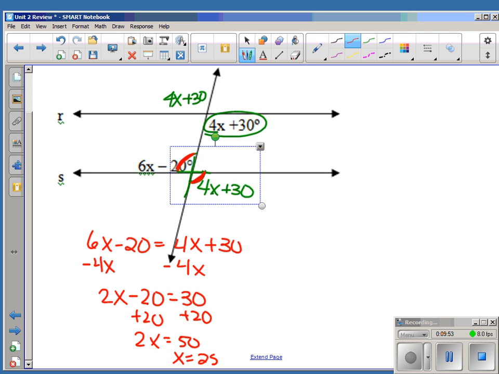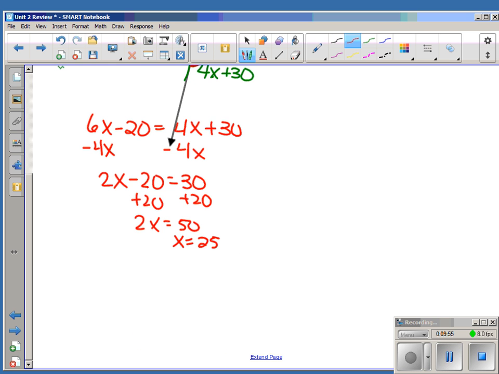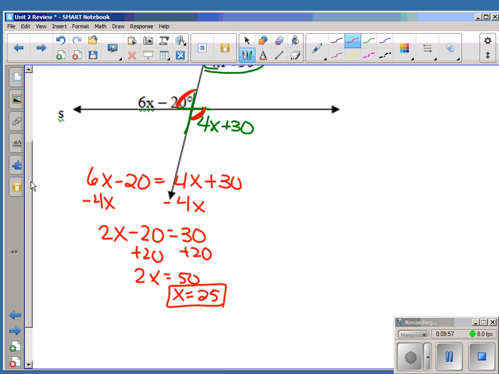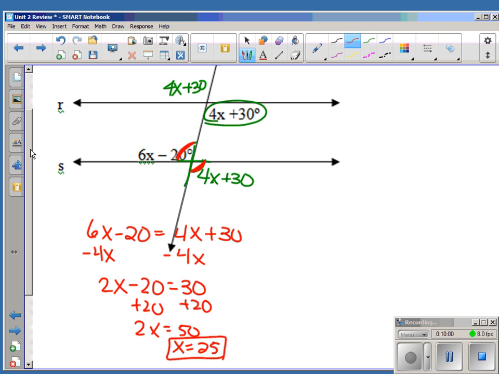So x is 25. Now you can always check the reasonableness of your answer by going back up here and plugging it in. So 4 times 25 is 100, plus 30 is 130. 6 times 25 is 150, minus 20 is also 130. And you see how big that angle is? It's bigger than 90, so it makes reasonable sense that it's 130 degrees.